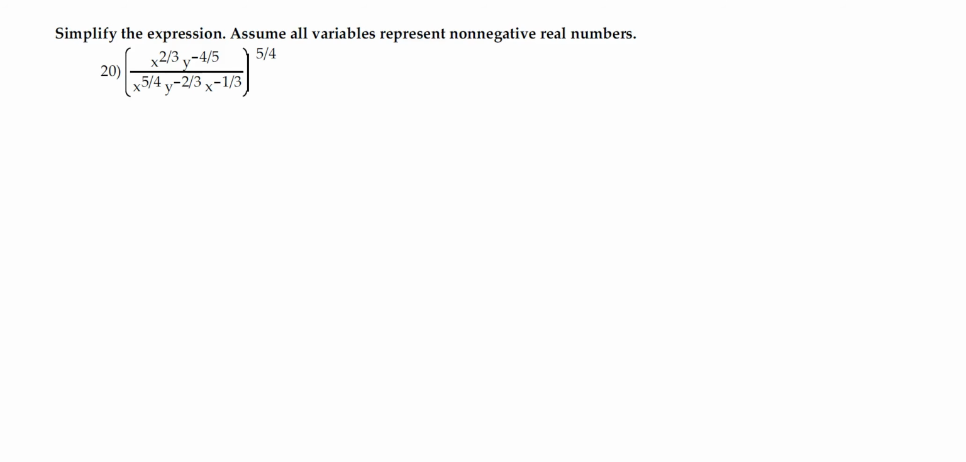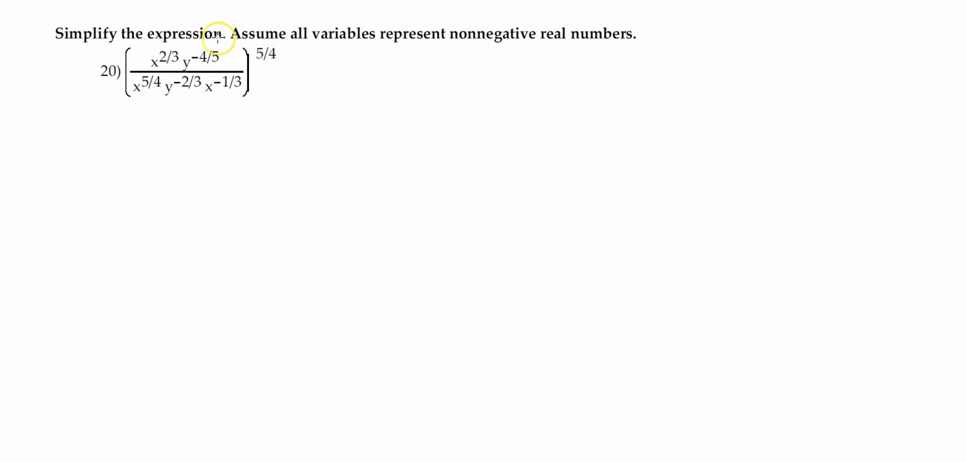Simplify the expression. Assume all variables represent non-negative real numbers. Okay, so we have a base, an exponent of 5/4. In the base we have 5 different factors, all multiplied together, 2 in the numerator, 3 in the denominator. Since they're all separate factors, the exponent of 5/4 is going to distribute to each of those factors.